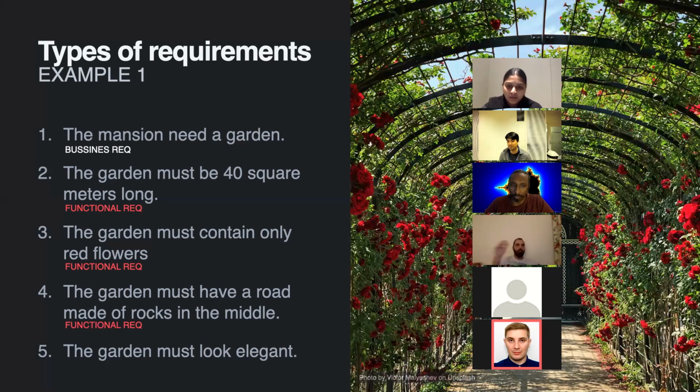Okay, Janko, would you like to counter-argue about that one? Yeah, I mean, I would say I don't know how to do it. It's not specific. Okay, it will be: it must look elegant, and then put red roses all over the place. That would be specific. That would be a function. We already did that earlier: the garden must be 40 square, the garden must contain red flowers. Exactly. Those are specifics of how it should look and what you should do with the garden. That's why those are functional.